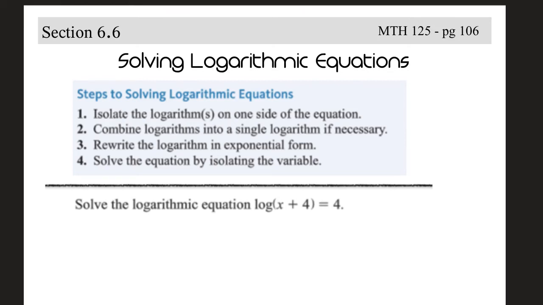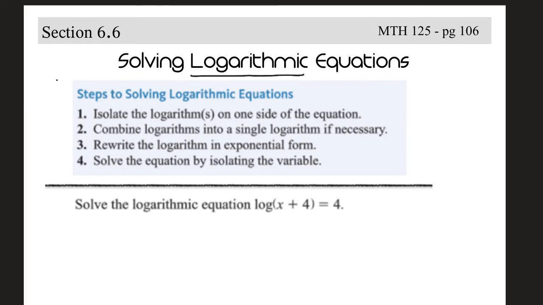Okay, so we're on page 106, so the last 4 pages of our notes. And this is dealing with solving logarithmic equations. So 6.5 was solving exponential equations, and now we are looking at log equations, which is a very similar process, but we are just going from a different approach.